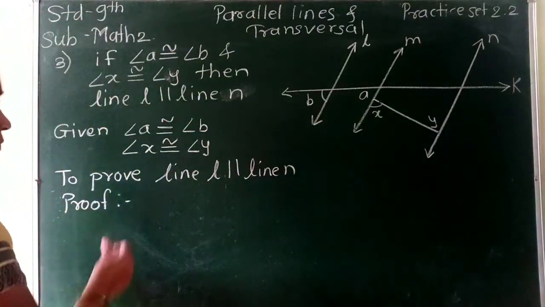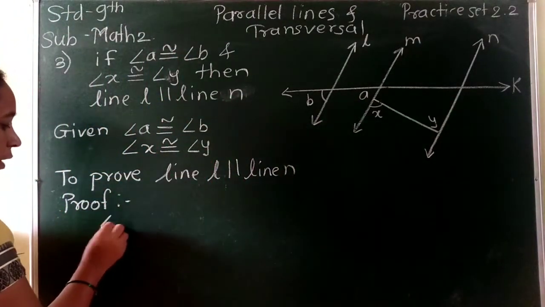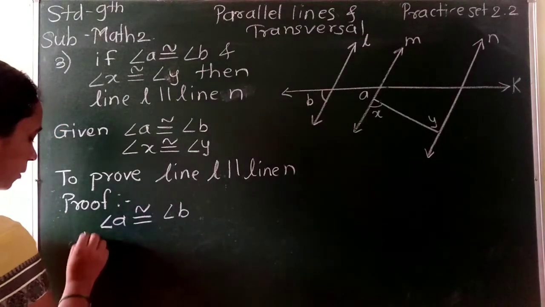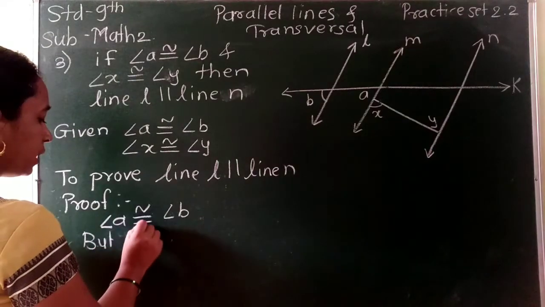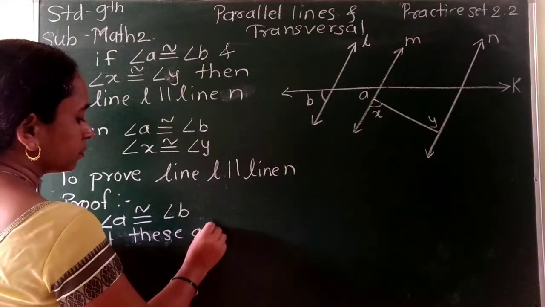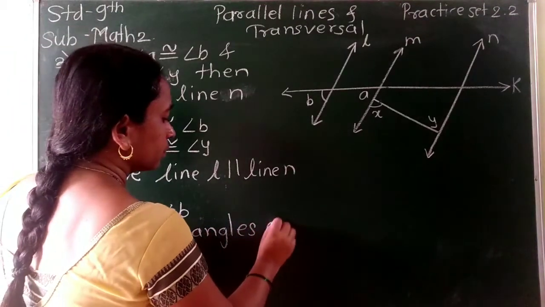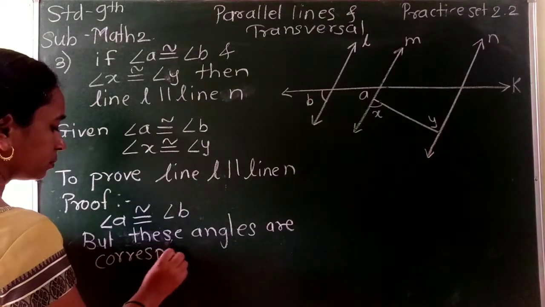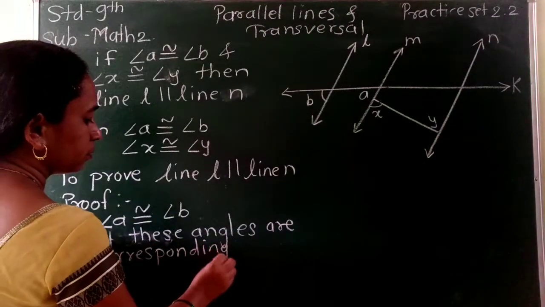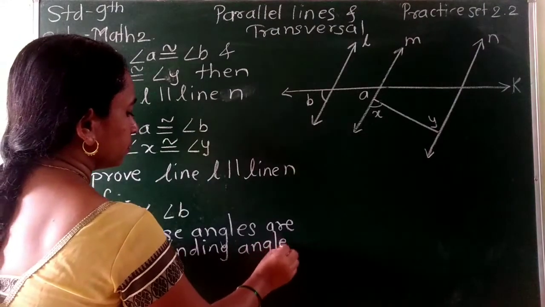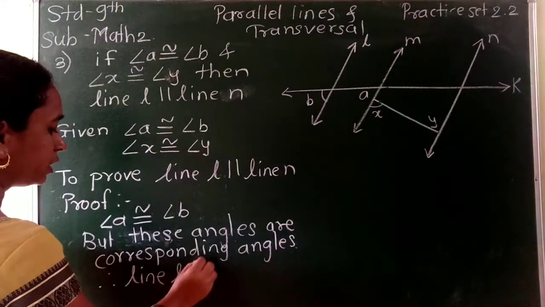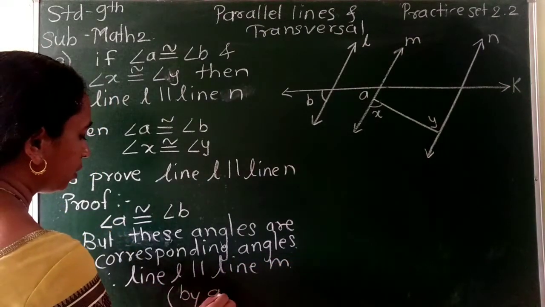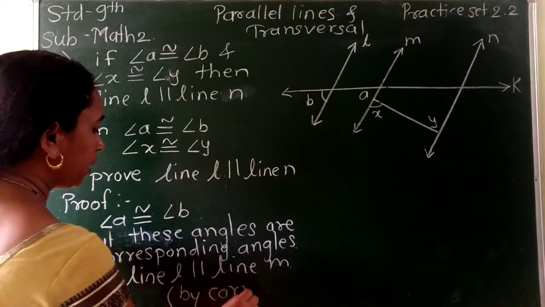So we'll see the proof. I'll consider the given: angle A is congruent with angle B. But these angles are corresponding angles. Therefore, line L is parallel with line M by the corresponding angle test.